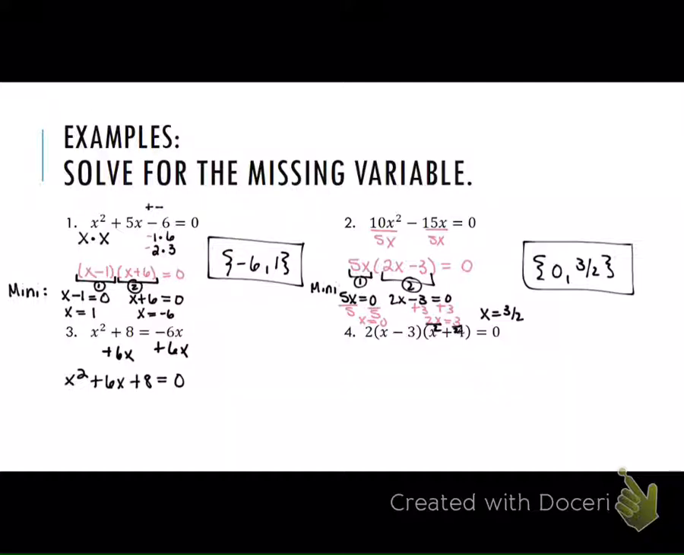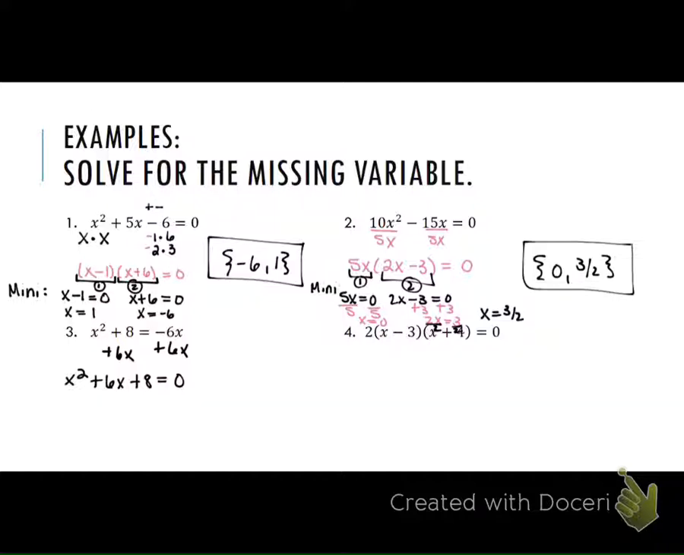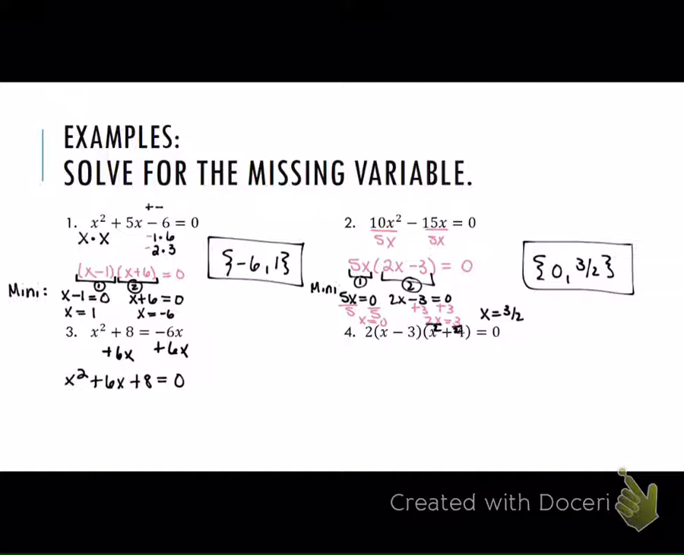Remember, we're using the zero product property, which means it needs to be set equal to 0. We want to find when it's crossing the x-axis, which means y is 0. That's where that 0 is coming from. So is there a GCF in this problem? No, and it's a trinomial, so we have to use guess and check.